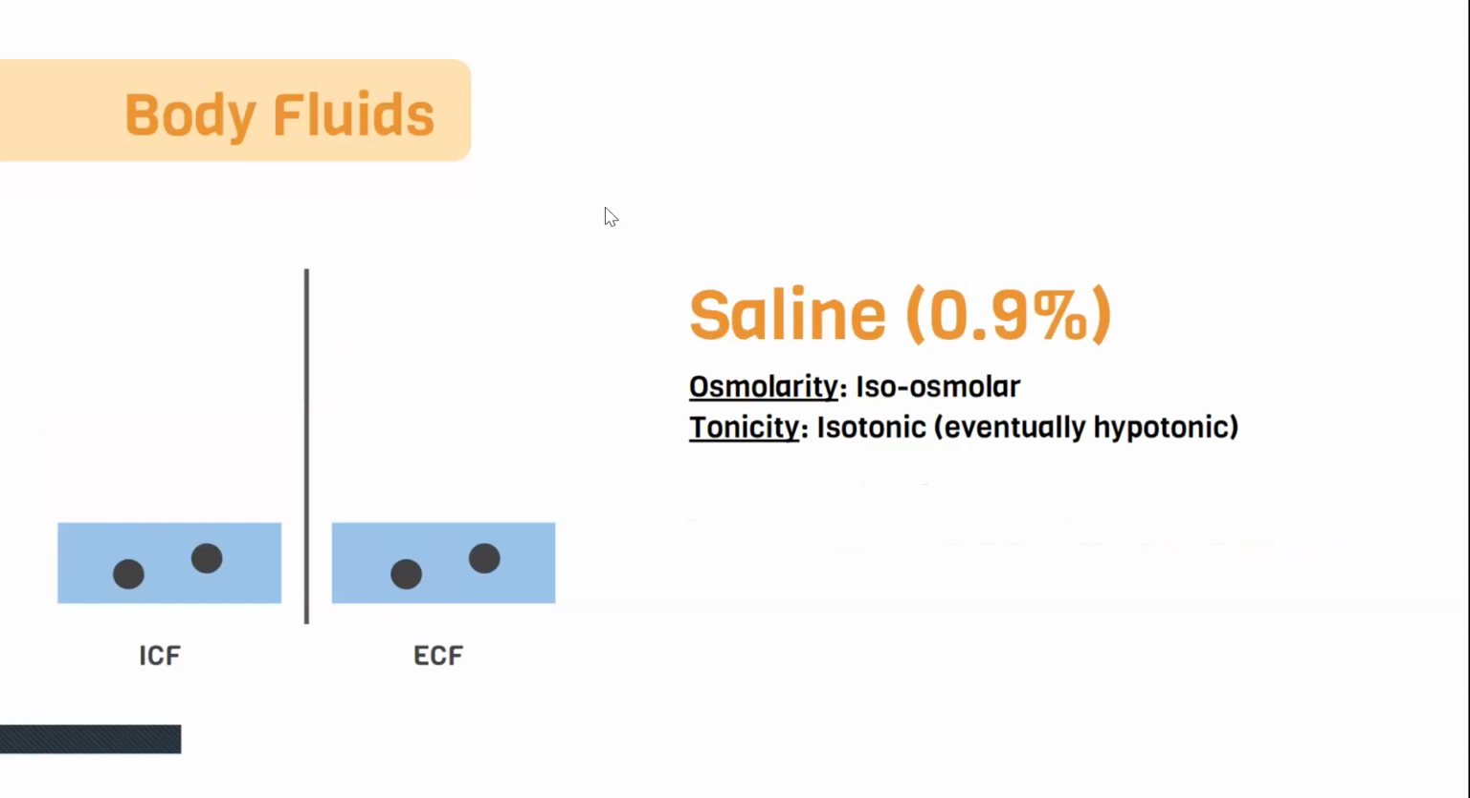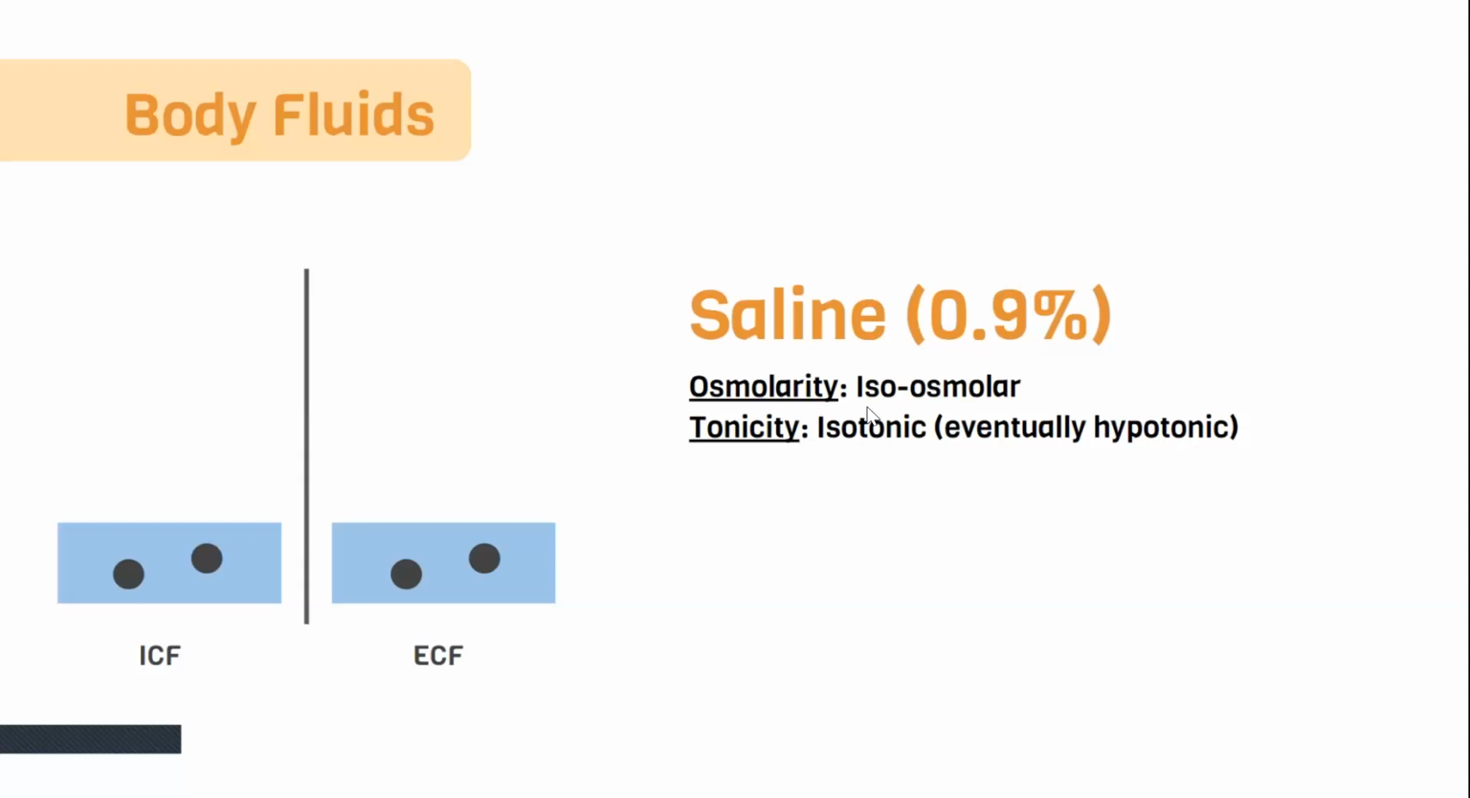Next fluid, saline. A very important fluid, both for your preclinical studies but also clinically. It's very commonly used. Why do we use it? Imagine someone has been bleeding and we need to increase the volume of the blood quickly, but also we don't want to kill the cells. So how do we do that?